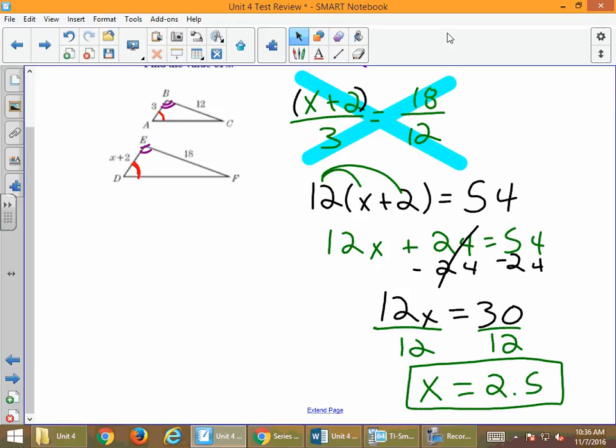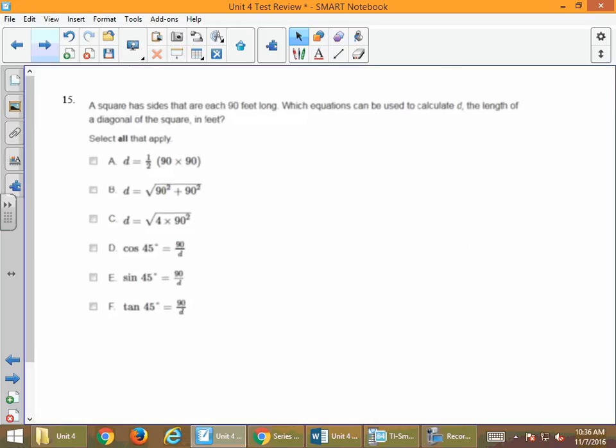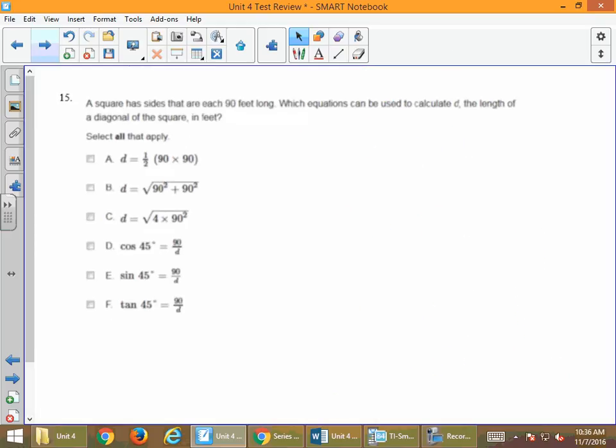Questions with those? Proportions, you guys are all good with that unit. Let's look at the last one now, number 15. It's a little different. It says a square has sides that are each 90 feet long, which equations can be used to calculate d, the length of the diagonal of a square, in feet. So before I do anything, what do you think would be a really good idea? Yeah, draw it. Go ahead and draw a square.